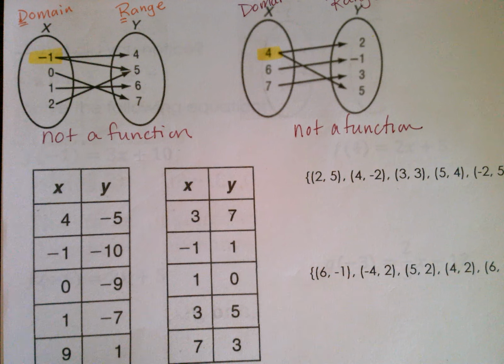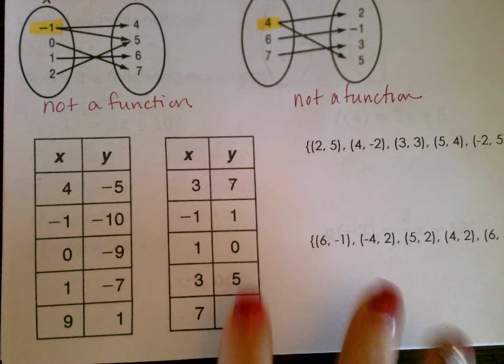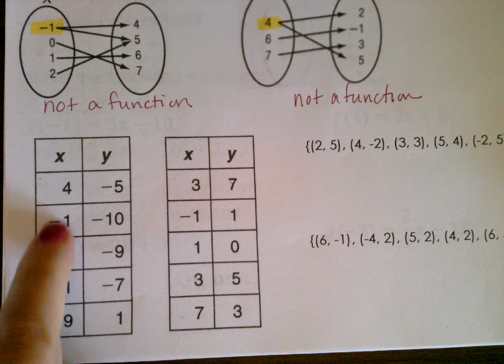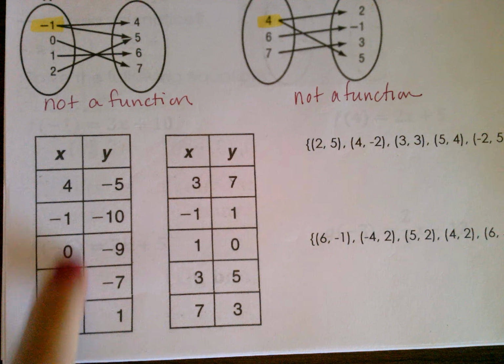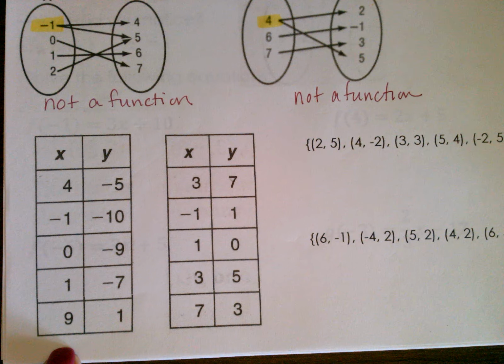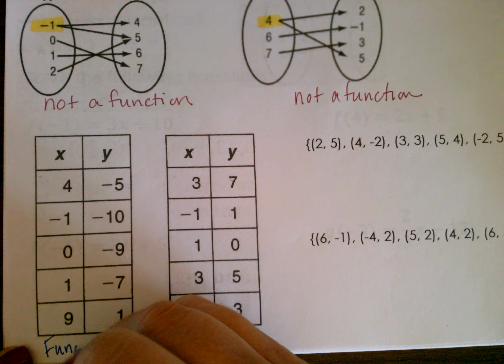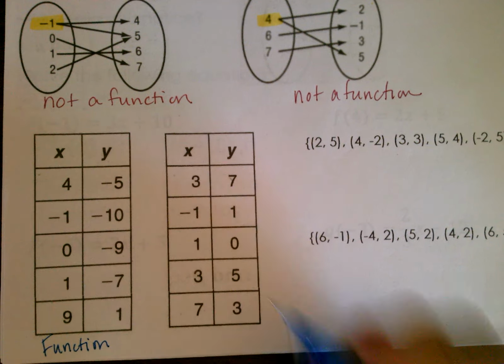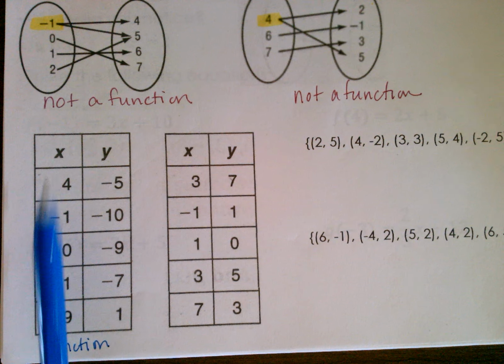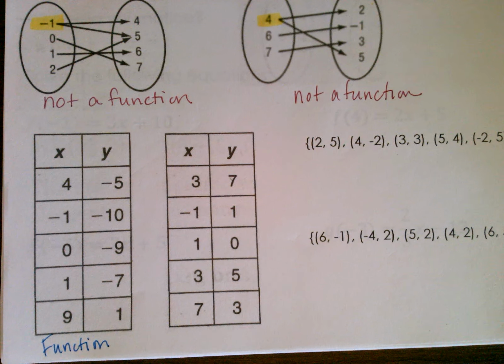Now I will look at my tables. Right away, I notice I don't have any domains that repeat. Outstanding. That immediately makes it a function. If I were to graph it, it would pass the vertical line test. That would not have any repeats left or right.